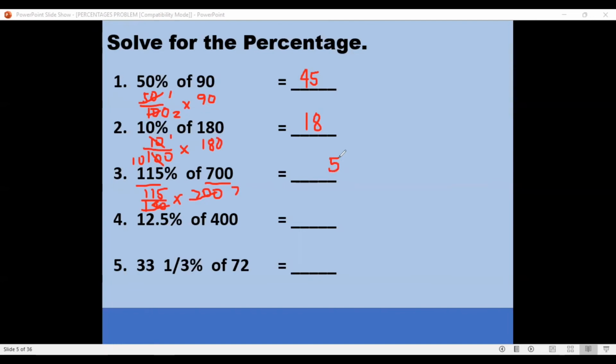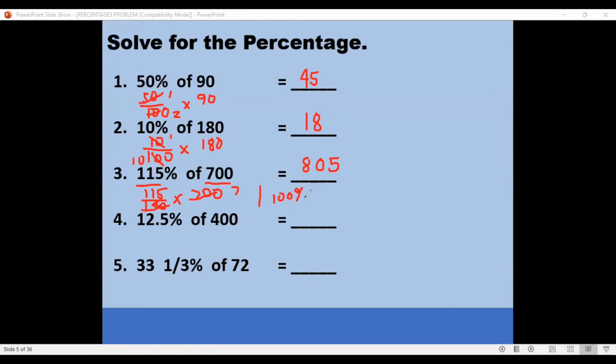So there you have 5. You regroup 3, put it on top of the 1. 7 times 1 is 7 plus the 3, you have a 10. So you have to regroup also again the 1 there. And 7 times 1 is 7 plus 1 is equivalent to 8. So 805.